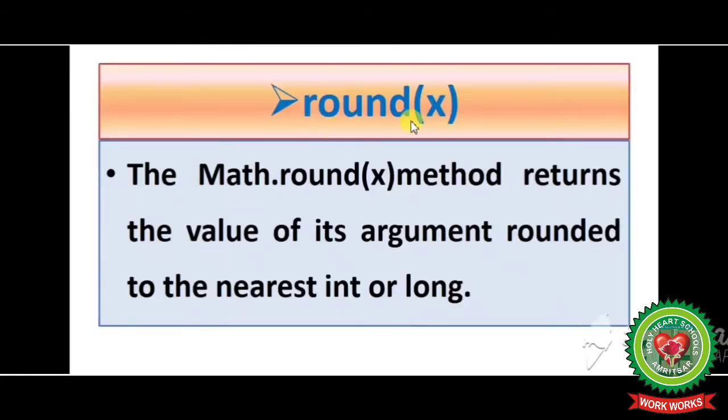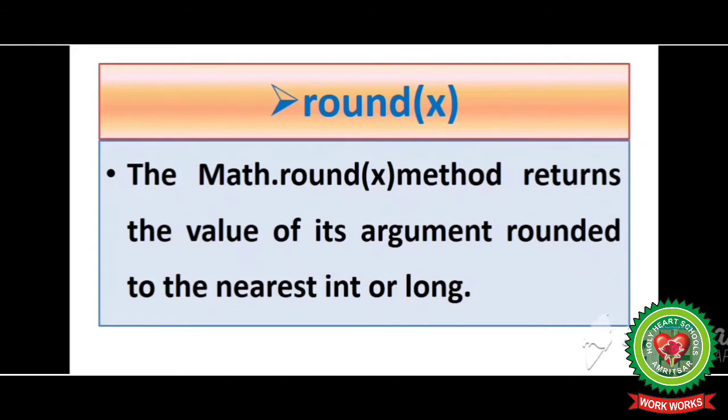The first method is round(x), which accepts only one argument. The Math.round(x) method returns the value of its argument rounded to the nearest int or long, depending on the argument. It means you will accept the data in decimal point and it will convert your data into the nearest int or long. For example, if you have accepted a value that is 37.5, meaning your decimal part is 5 or above 5, then it will change your value to the nearest int or long value, that is 38.